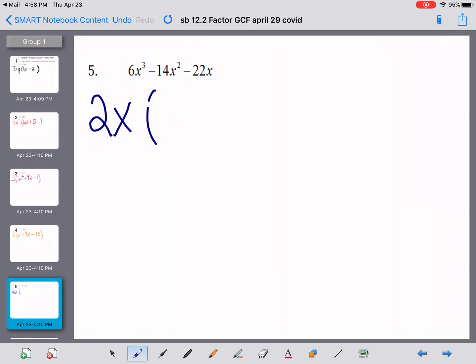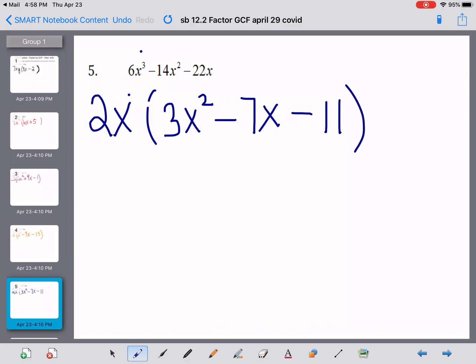Try this again. 6 divided by 2 is 3. We had 3 x's, we took out 1, we've got 2. 14 divided by 2 is 7. We had 2 x's, we took out 1. X squared divided by x is x. 22 divided by 2 is 11. We had 1 x, we took it out. There's our factored version.